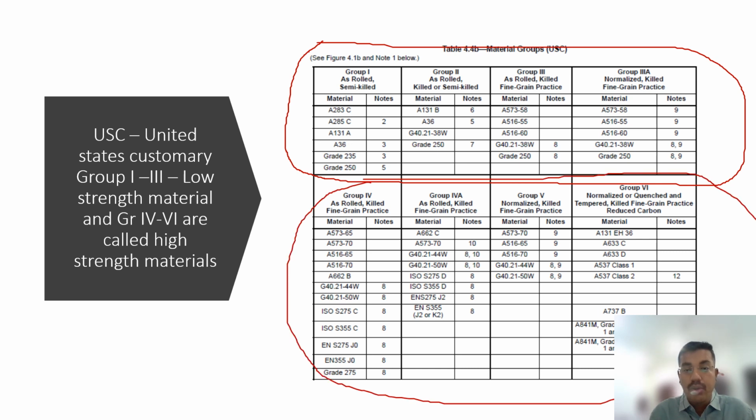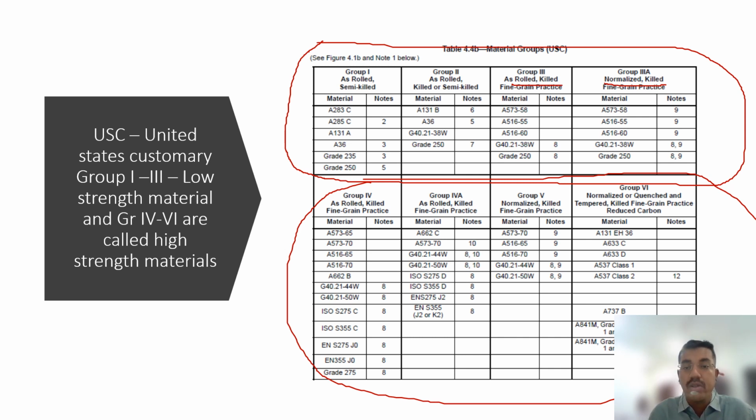But here also you have to see one more thing in this group. Why is there group 1, group 2, group 3 and group 3A? What is the difference between group 3 and group 3A? There is a very important difference. You have to remember it, and if the question comes in some questions, you have to take the group selection accordingly. Okay, and this is very, very important. Group 3 is as rolled killed. Okay, group 3A is normalized killed. Okay, normalized means heat treatment was done.